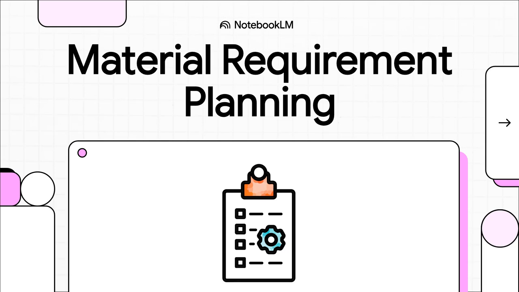Today we're digging into strategic planning, and specifically something called Material Requirement Planning, or MRP. If you've ever stopped to think about how a huge company gets every single little screw, wire, and piece of plastic to the right factory at the exact right time, well, you're in the right place. We're about to look at the brains behind that whole operation.